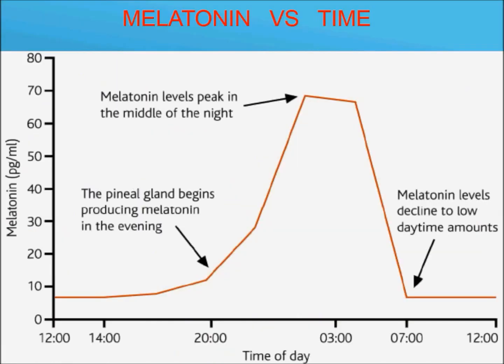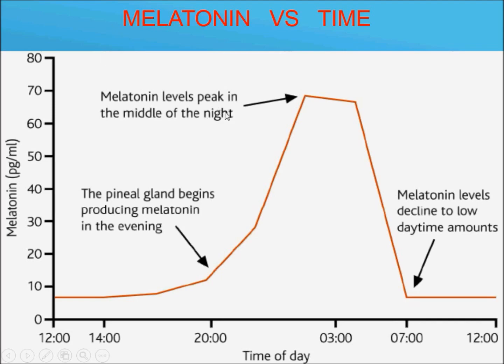Now, melatonin versus time. When you draw melatonin on the y-axis and time of the day on the x-axis, you can see that the pineal gland begins producing melatonin in the evening, because I told you that melatonin secretion increases in dim light and decreases in bright light. Or you can say that it rises from the evening and through the night, and it drops to low around noon time. So the pineal gland begins producing melatonin in the evening time.